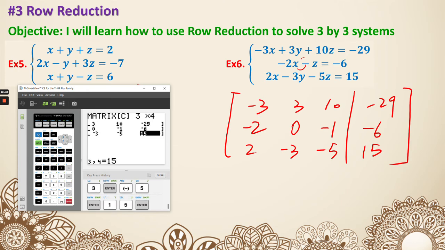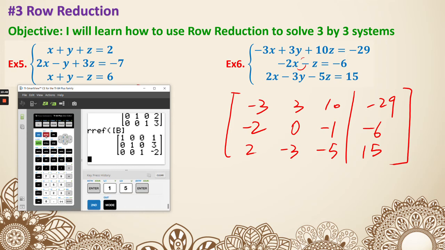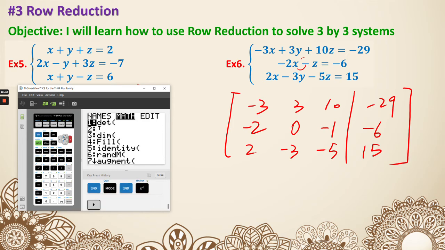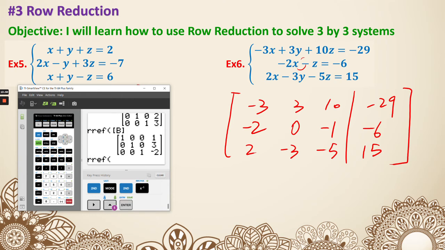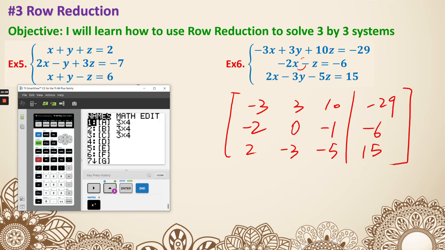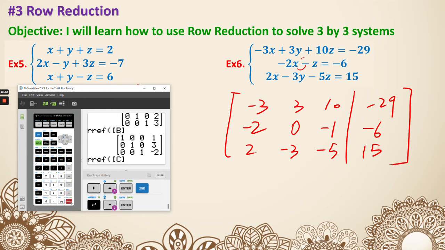After we finish putting it in, second quit so we can get out of the screen. Then we can choose the operation, which is in math, RREF. Enter. This time we're going to choose matrix C. That's the one we just created. Press enter. We got the answer, which would be 4, 1, -2. That is example 6. Now we have 2 more examples we are going to practice.